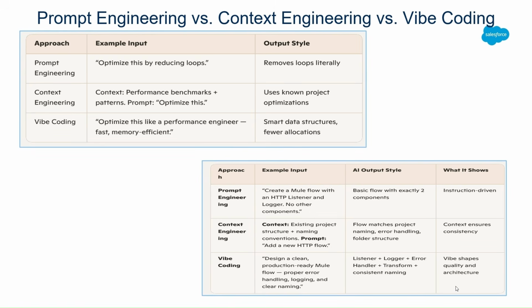Okay, and then in vibe coding, I'll just say, design a clean, production ready mule flow, proper error handling, logging, and clear naming. So in the output, I will get a listener, a logger, error handler, transform, and consistent naming. So vibes shape the quality and the architecture. So here you just present your intent. The intent is understood by the AI, and it will provide the output based on the intent you have provided.